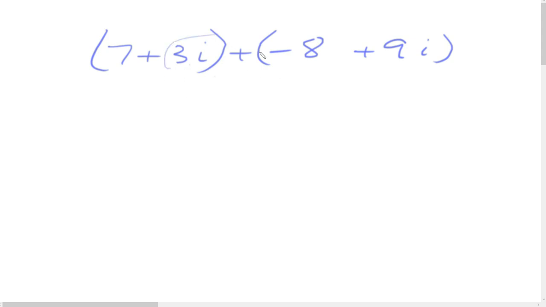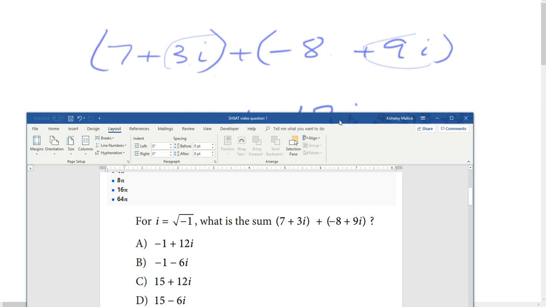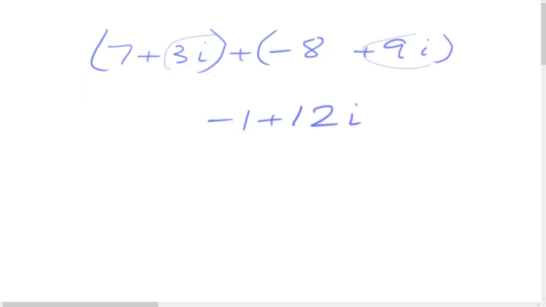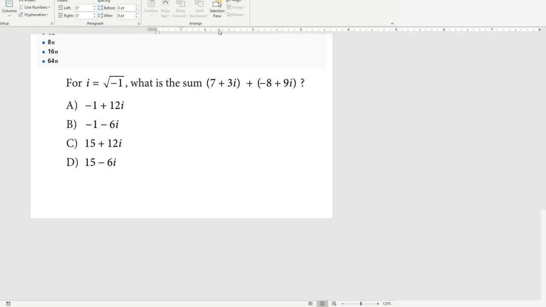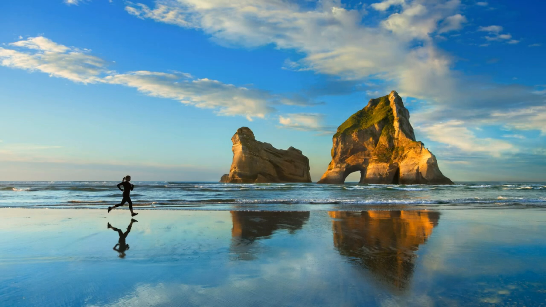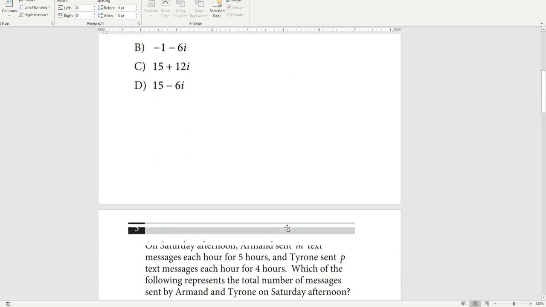So 3i and 9i makes 12i. 7 minus 8 is -1, plus 12i. So -1 plus 12i. A is my correct answer, okay? Alright. Next, question number 3.